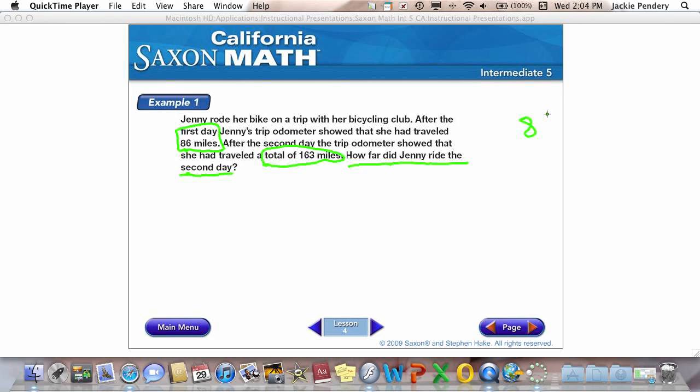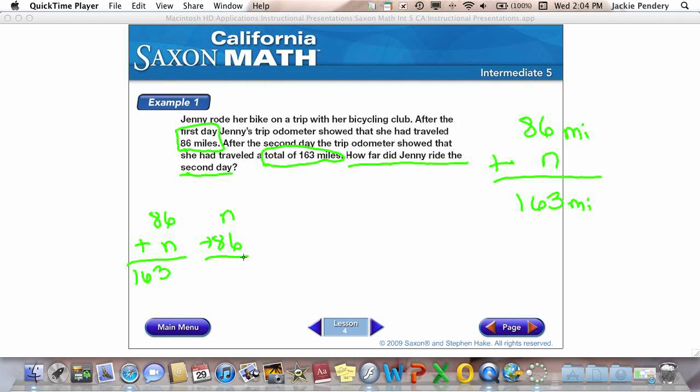So 86 miles plus n. We don't know what she rode on the second day, equals a total of 163 miles. Now, thinking back to lesson 3, we know that we can use a fact family to help us find this. Okay, we have 86 plus n equals 163. n plus 86 equals 163. We just swap those add-ins.